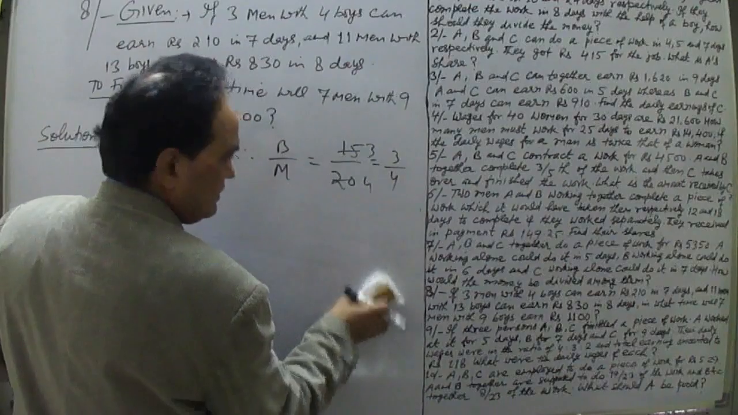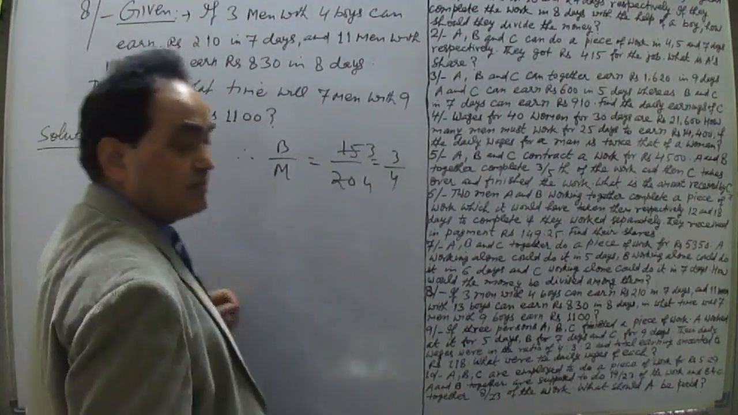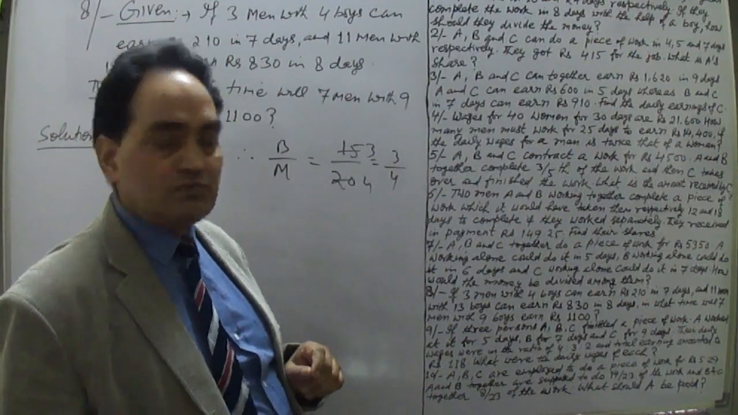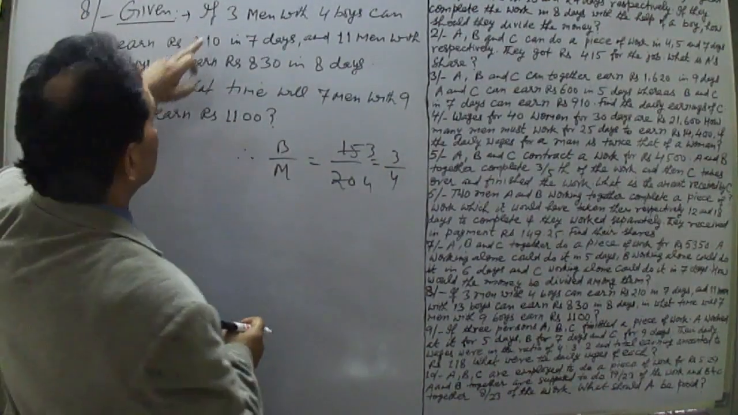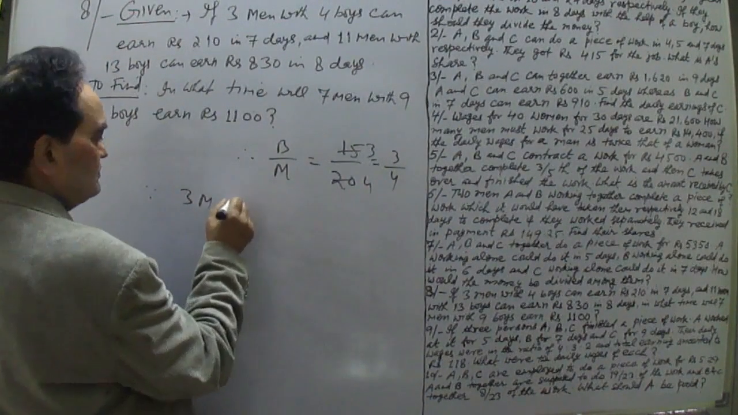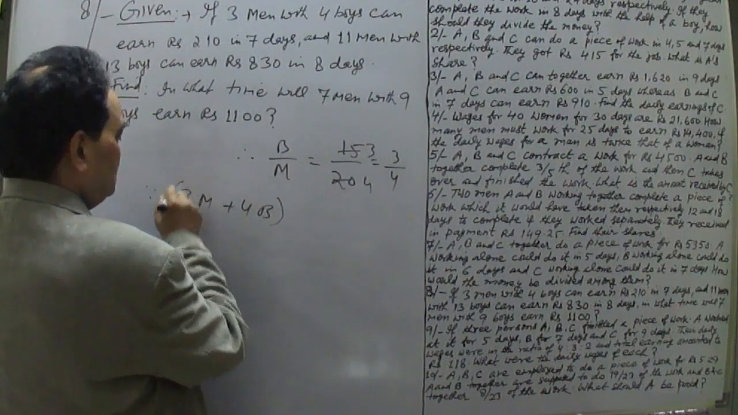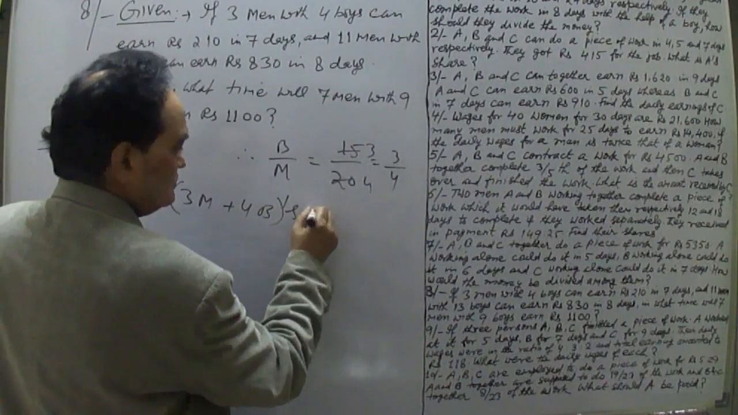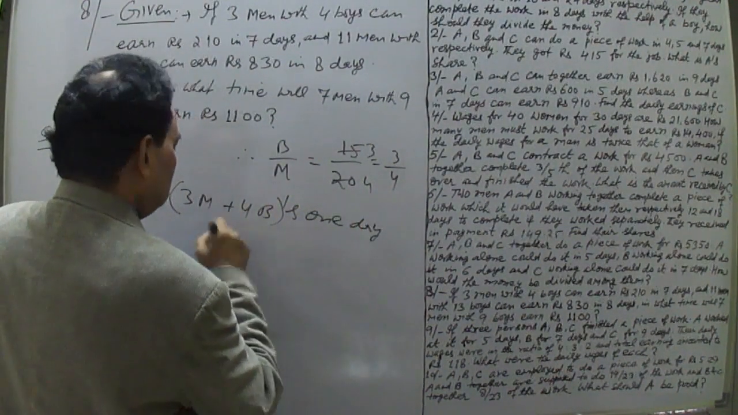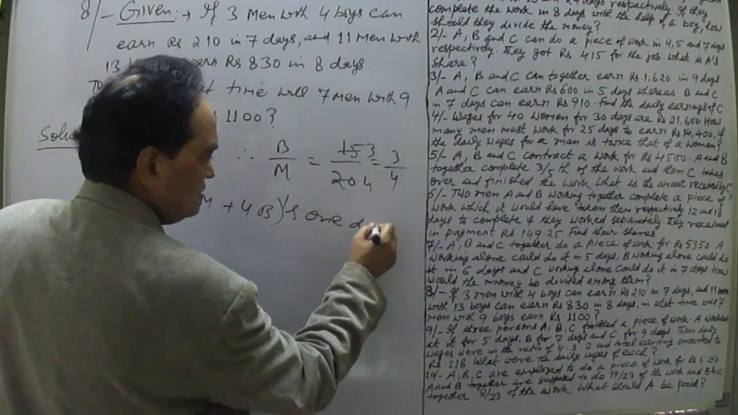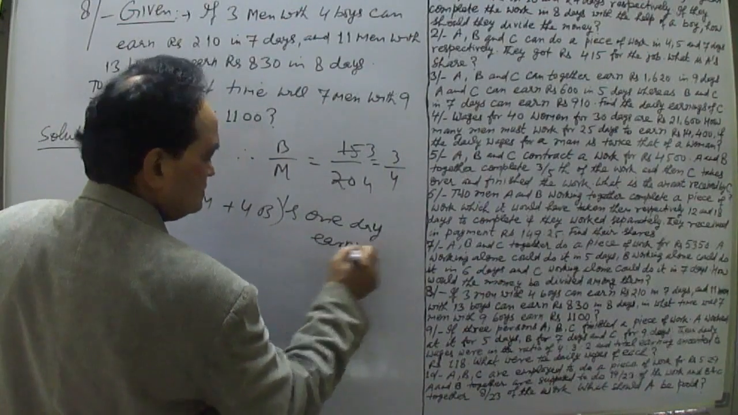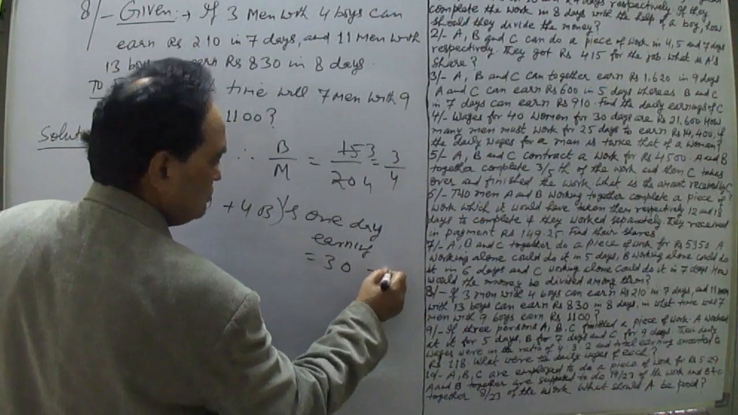Now let us find the per day earning of a man and per day earning of a boy, which can be calculated by the first equation. Since 3 men plus 4 boys, one day earning, 3 men and 4 boys, one day earning was rupees 30. This was equation number 1.